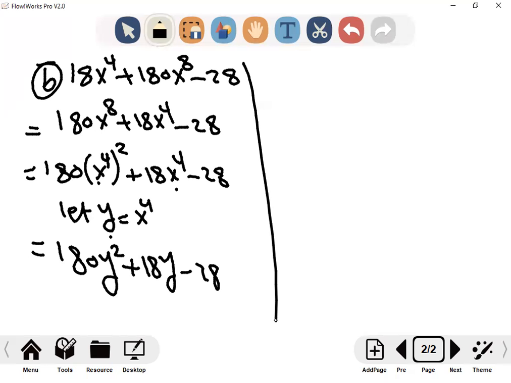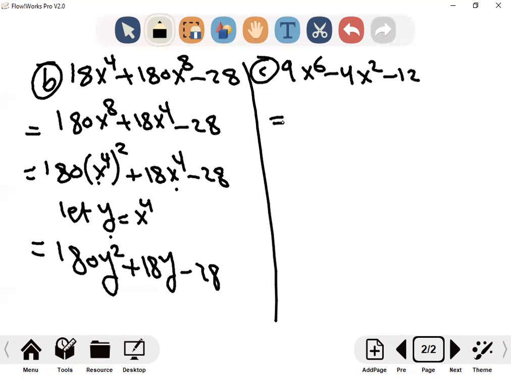Let's see part C. In part C, what do we have? We have 9x power 6 minus 4x power 2 minus 12. Is it ready? Yes. Now we have 6 to 0, ready. It is prepared, arranged already.